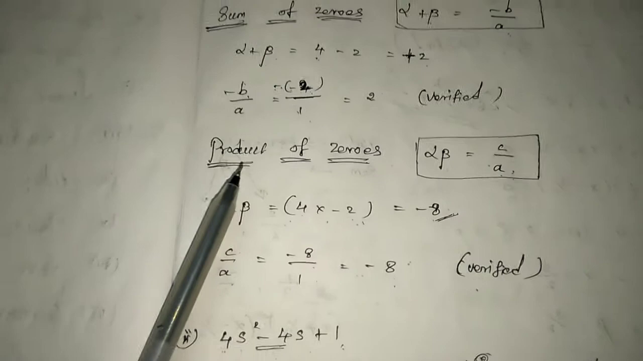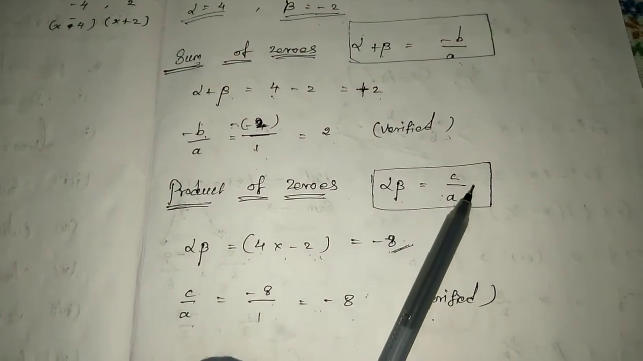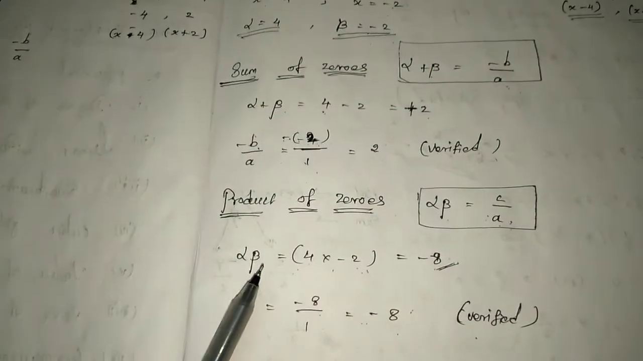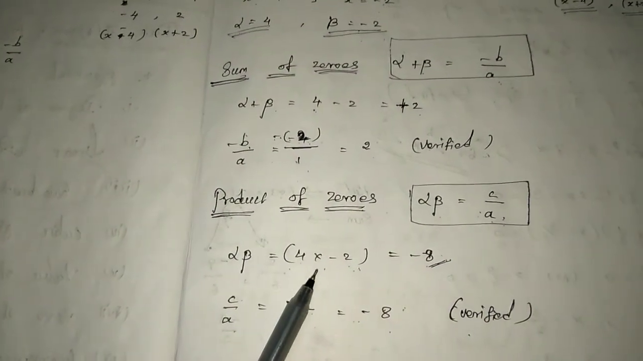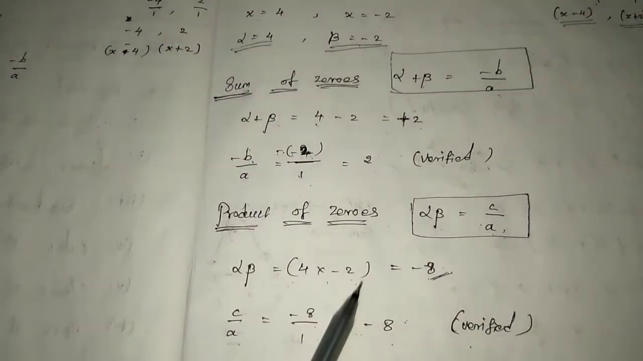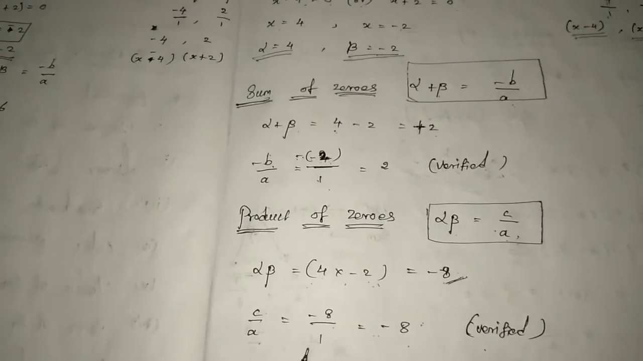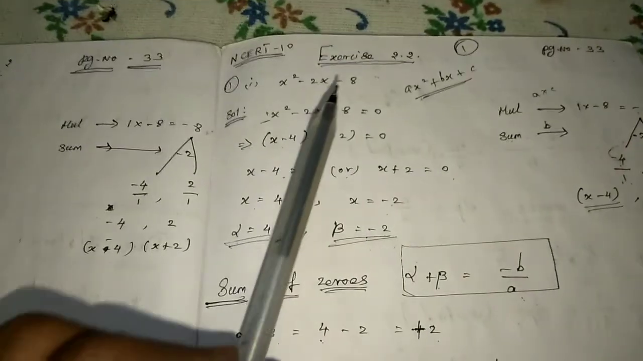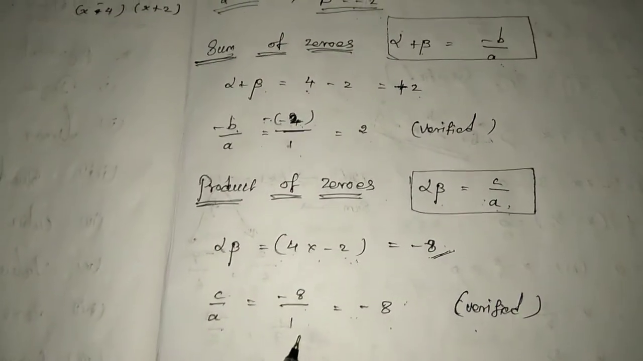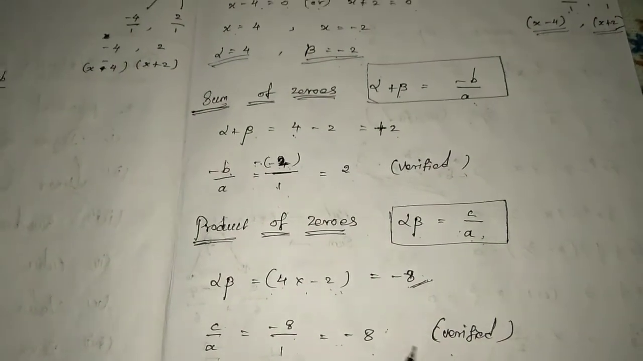Next one, the product of the zeros. Alpha into beta is equal to c by a. We already know this general form, right? So alpha into beta is equal to 4 into minus 2, because alpha is 4 and beta is minus 2. So 4 into minus 2 is minus 8. Next, the right hand side, c by a. The c value in this polynomial is minus 8, so minus 8 divided by 1 is minus 8. Now both are equal, so verified.